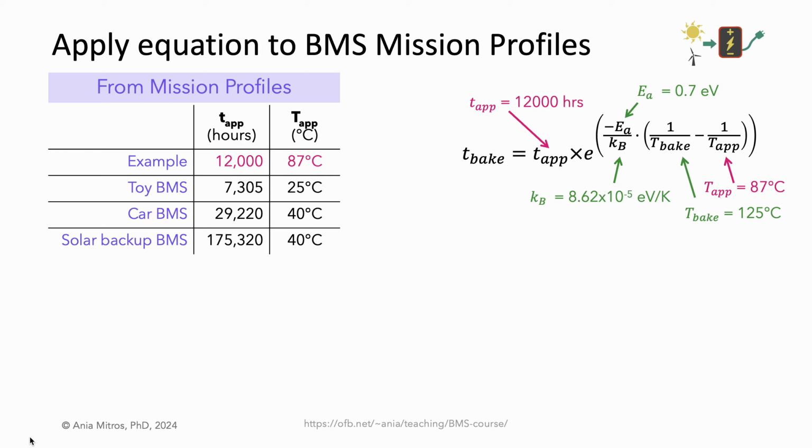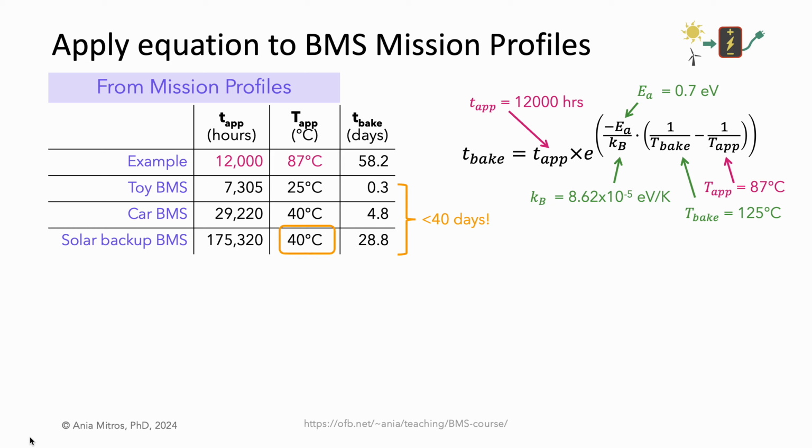Let's take the mission profile values from the previous slide and plug them into the Arrhenius equation to calculate the corresponding bake times for accelerated lifetime testing. It all looks great. All 3 of our BMS applications require less than the standard 40-day bake time. Is that what you expected? In particular, look at the solar backup battery. Its operating lifetime is 15 times longer than the AEC-Q100 example, and yet the accelerated lifetime testing bake time is shorter. Does that make sense?